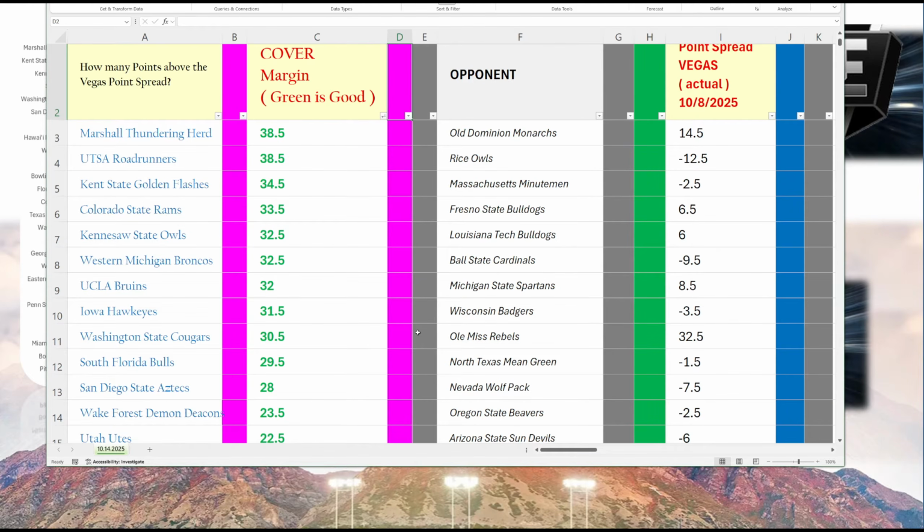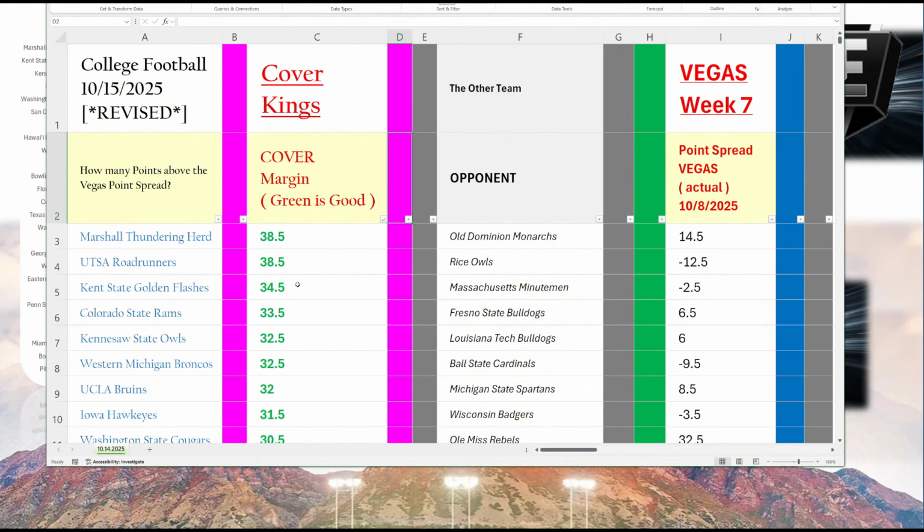So let's look down here. That's over 5 touchdowns. That's a big deviation from Vegas's original point spread. Vegas's point spread is basically their projection of what the final score should be. So in these two cases, Marshall and UTSA, Vegas was wrong by 38.5 points, over 5 touchdowns.